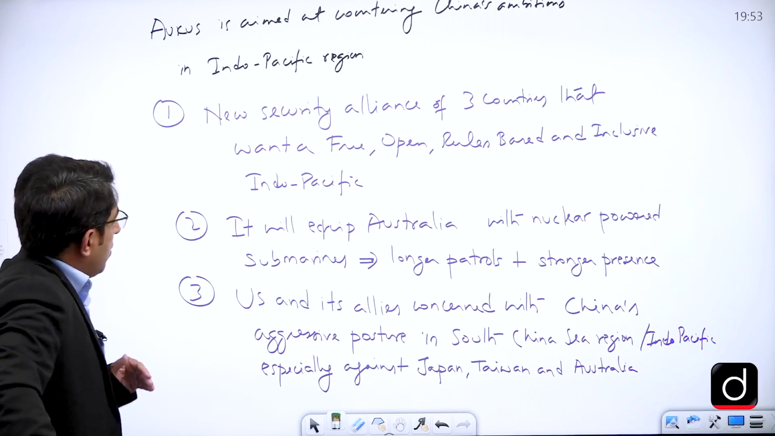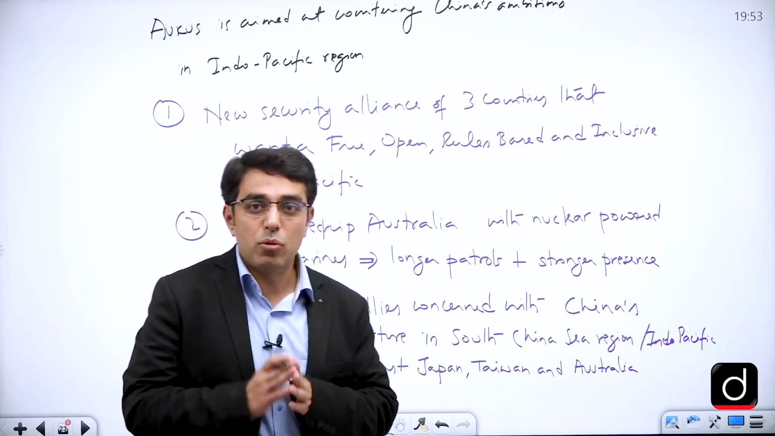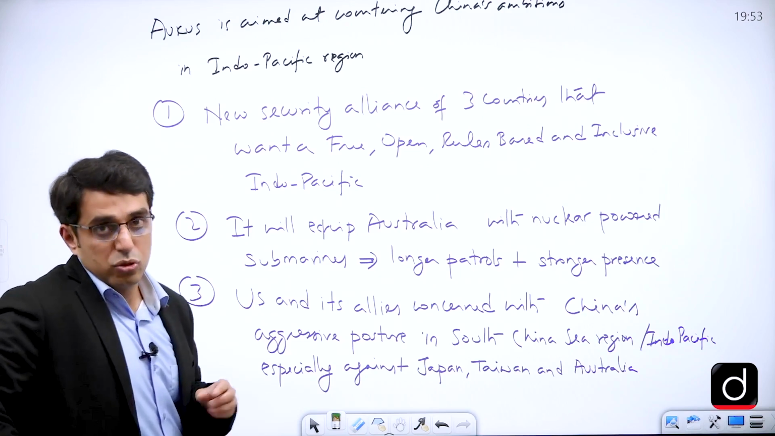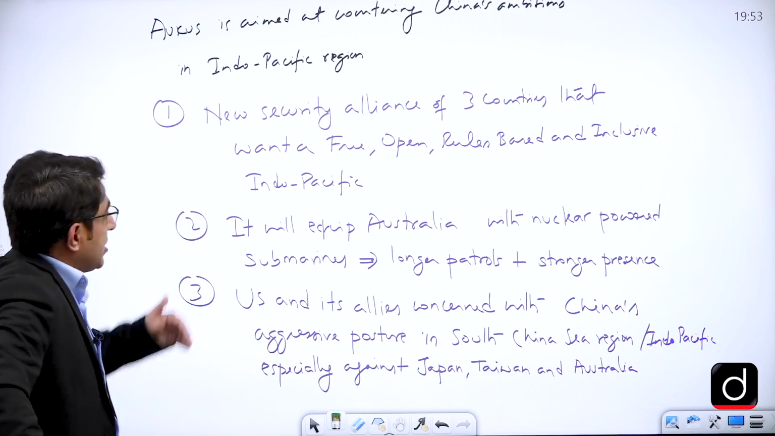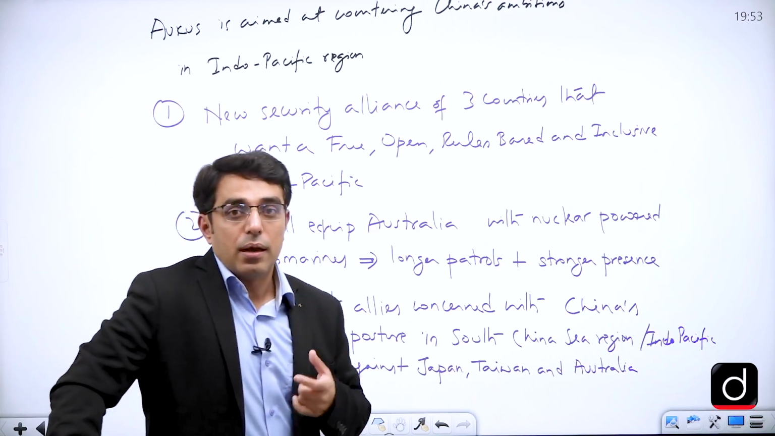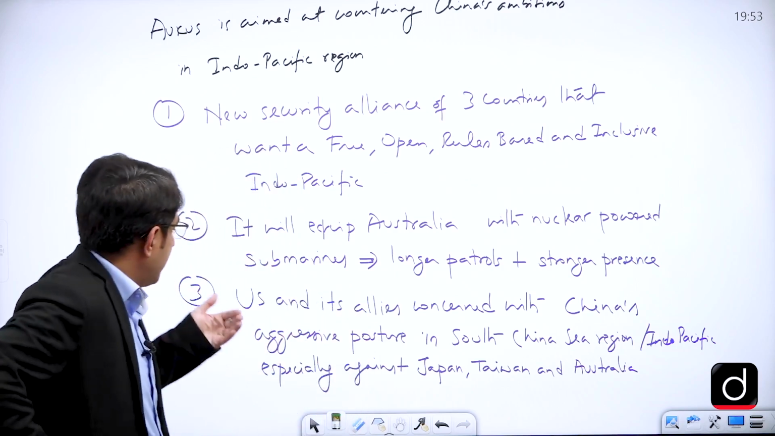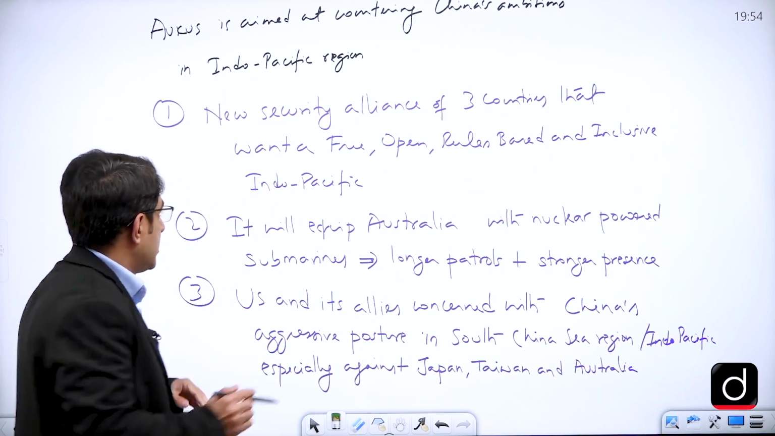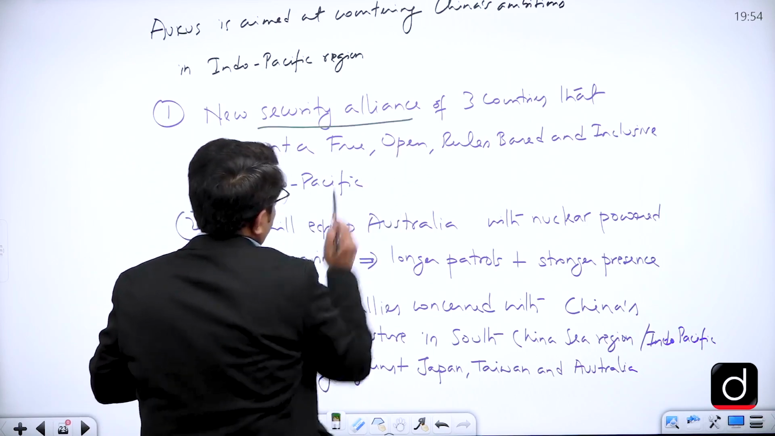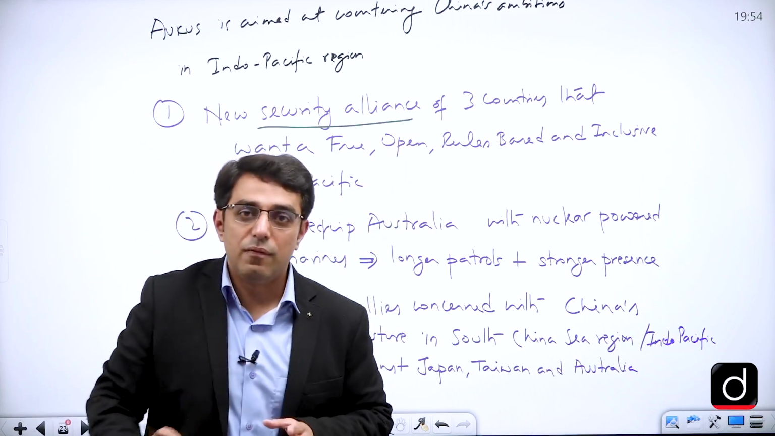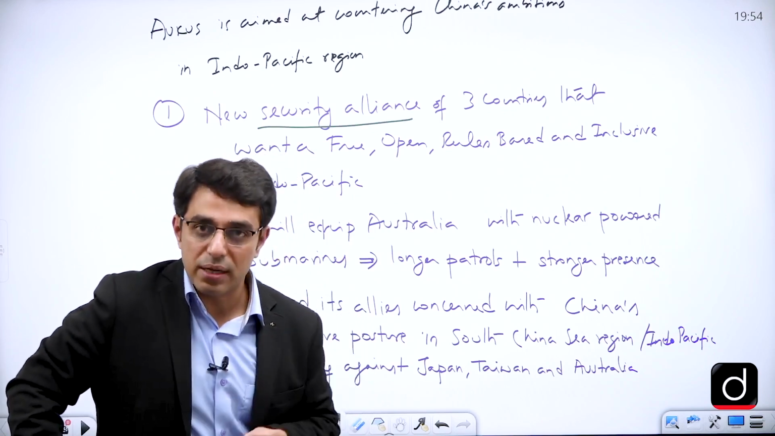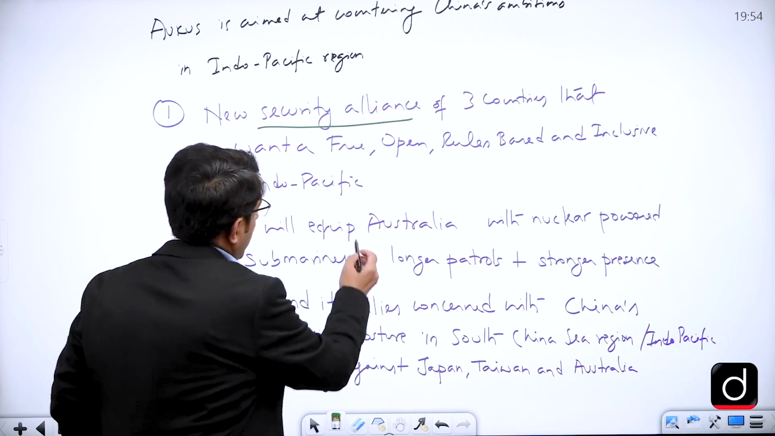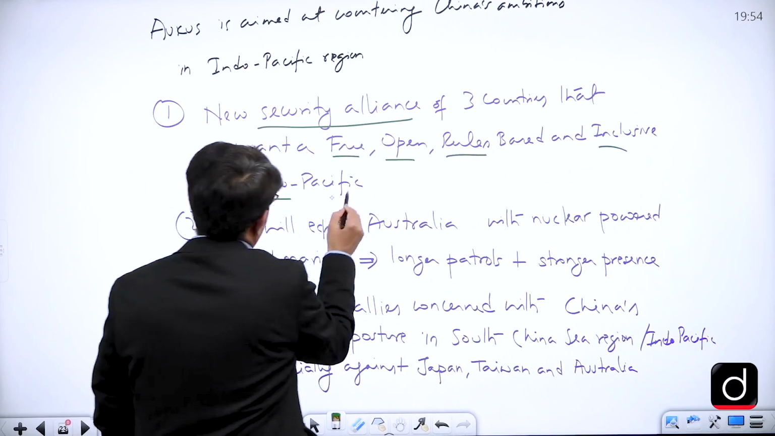In the very first part, we should be writing about AUKUS. We can write what the aim of AUKUS is: AUKUS is aimed at countering China's ambitions in the Indo-Pacific region. That is the given statement, and now we have to substantiate it. We can give two, three points in favor of this. The first point is that it is a new security alliance. There are no two ways about calling it a security alliance, while with Quad we always need to be careful that it is not a security alliance, but AUKUS is purely a security alliance of three countries that want a free, open, rules based and inclusive Indo-Pacific.